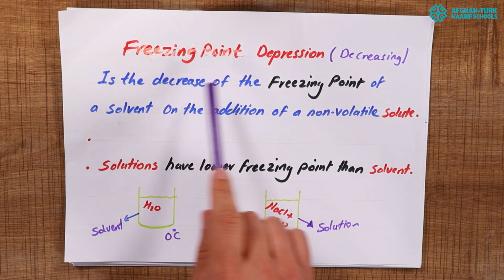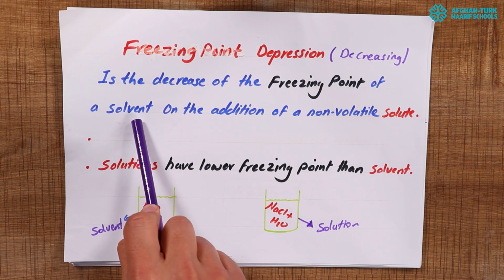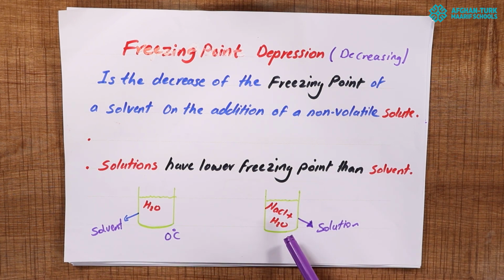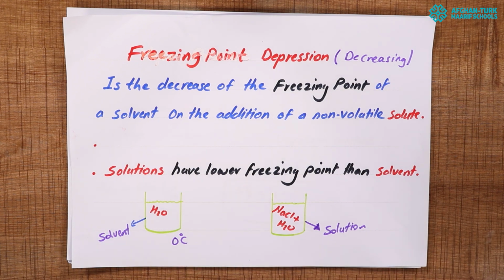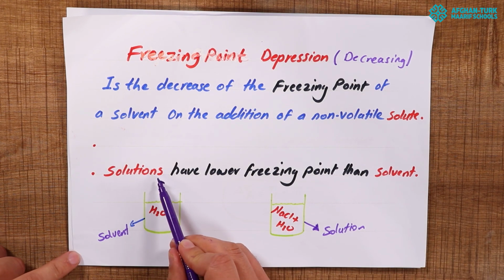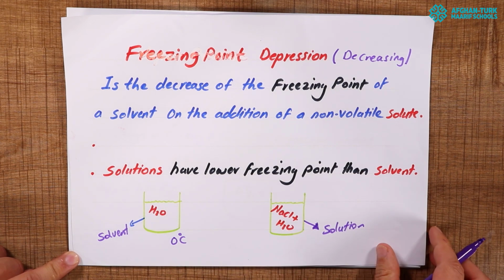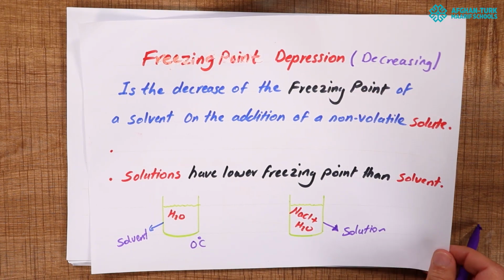What is the definition of the freezing point depression? It is the decrease of the freezing point of a solvent on the addition of a non-volatile solute. What does it mean? Here we have a solvent and a solution. When we add solute into the solvent, it will freeze at a lower temperature than pure water or pure solvent. It is so important that you understand that solutions always have a lower freezing point than the solvent. It means the solution will freeze at a lower temperature than pure water.